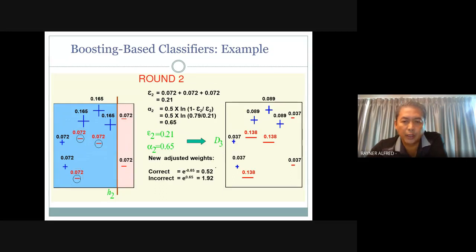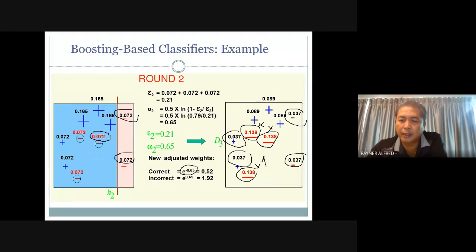So we compute again the adjusted weightage by computing this one times with this one for all of this, and we get the new weightage of this, and the rest. Okay, so notice that this one is correctly classified too, and this one is not. So the weightage has been increased. This one will be reduced, the weightage.